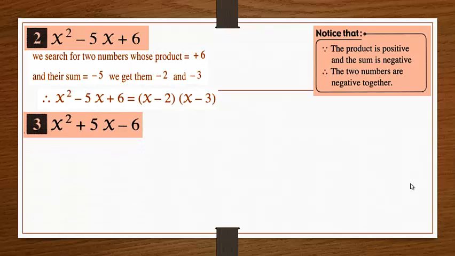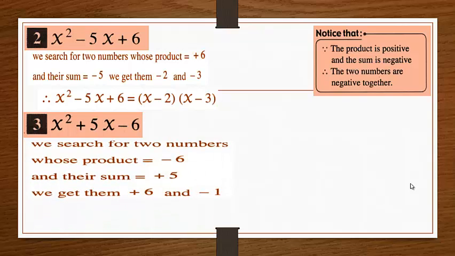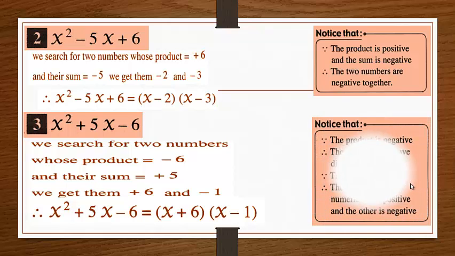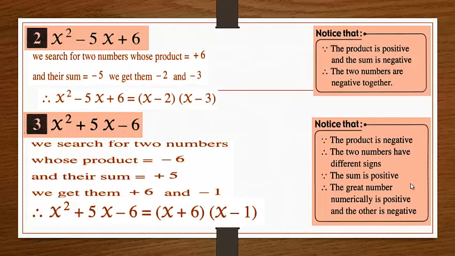Number 3, x power 2 plus 5x minus 6. I search for two numbers whose product is negative 6 and their sum positive 5. We get them 6 and negative 1. So x power 2 plus 5x minus 6 equal x plus 6 times x minus 1. So the product is negative, so the two numbers have different signs. The sum is positive, so the greater number will have the positive sign, and the other is negative.